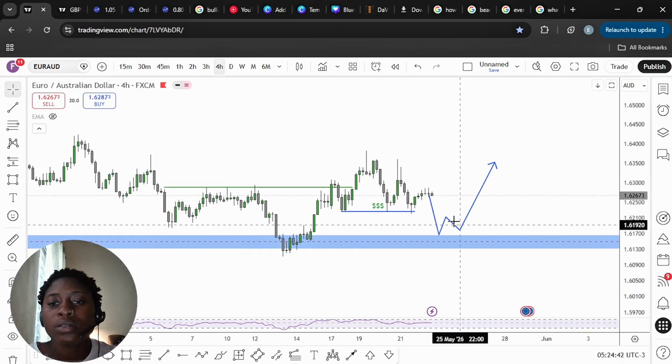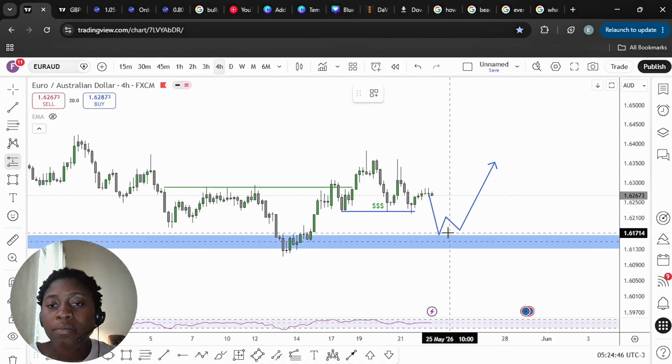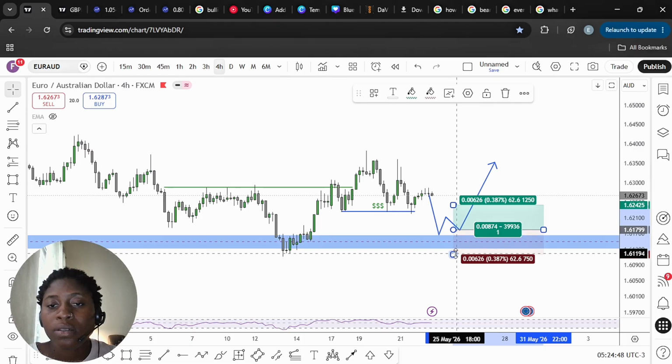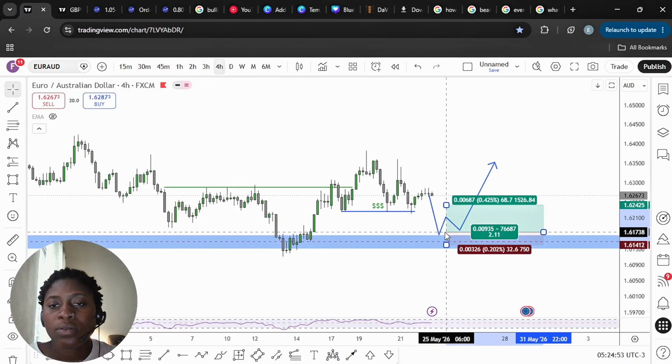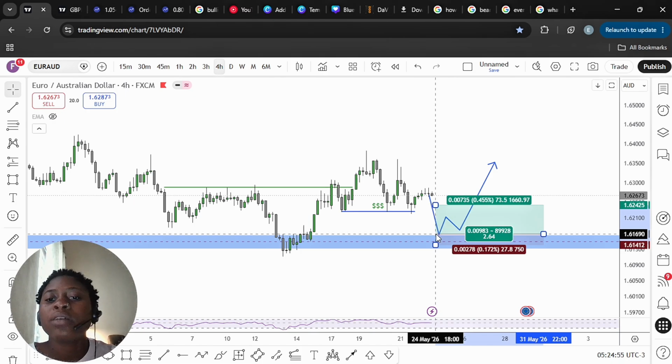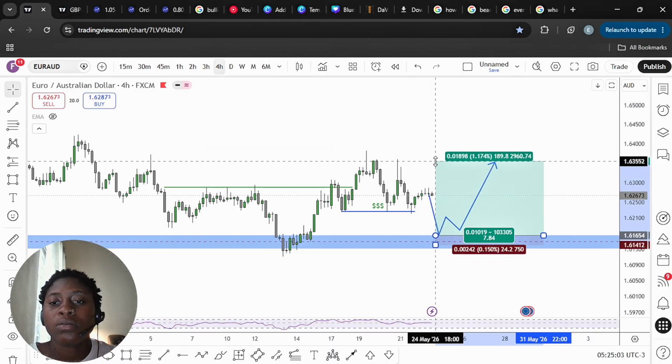and I'm just gonna take a buy, place my stop loss somewhere here. You can just even put a buy stop here, right? And then do this.